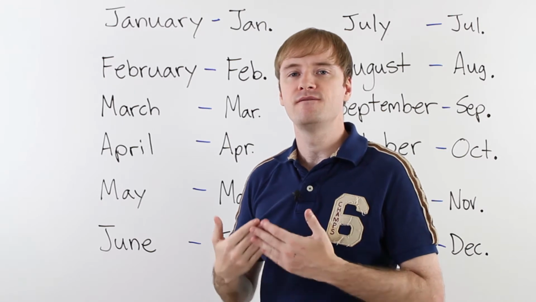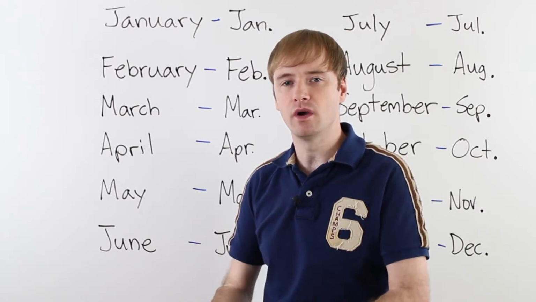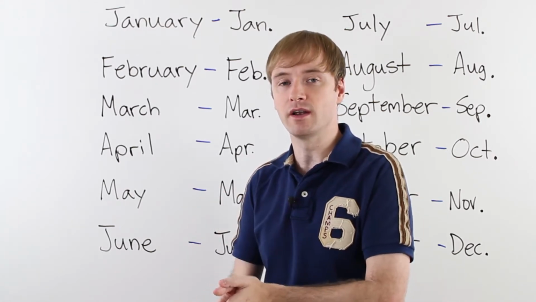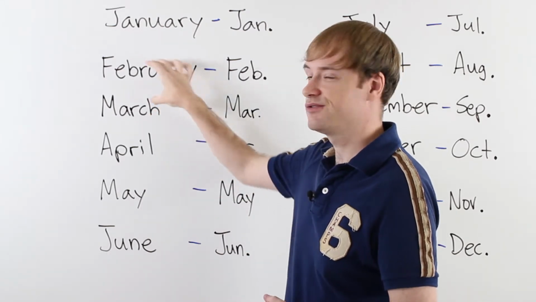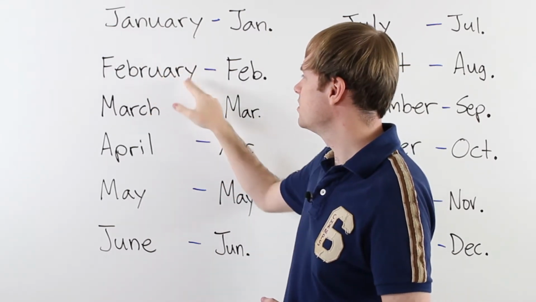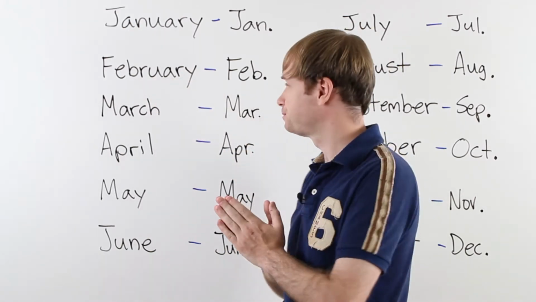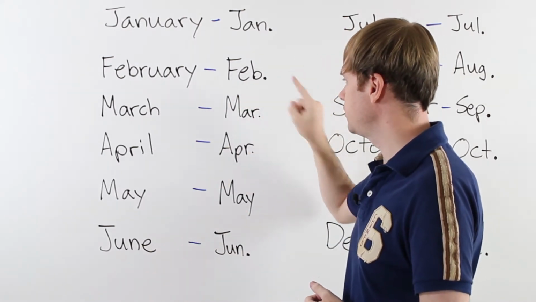February. February. February. It's very difficult. So it takes a lot of practice. Also the spelling. My students are often confused with the spelling and the R's. February. And the short form, F-E-B, period.